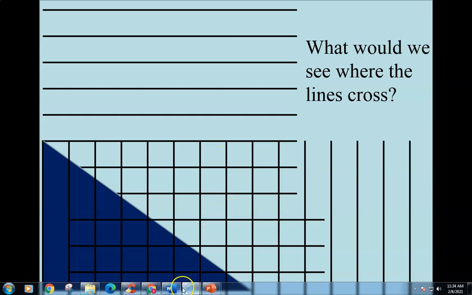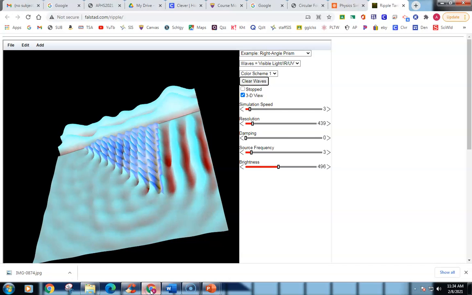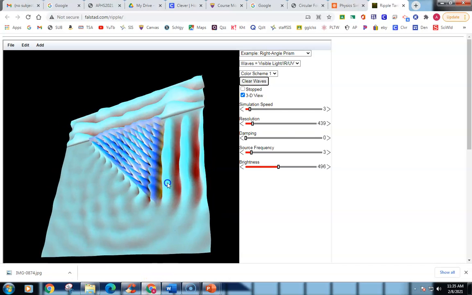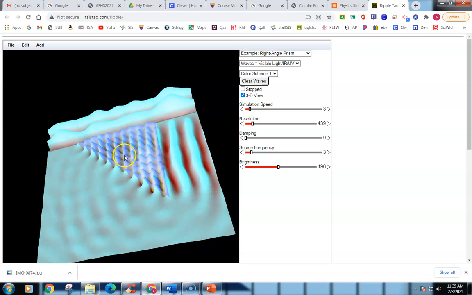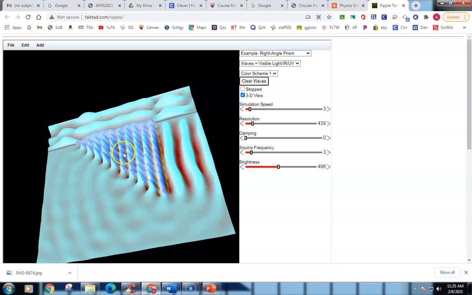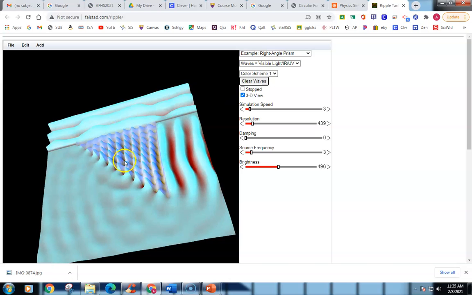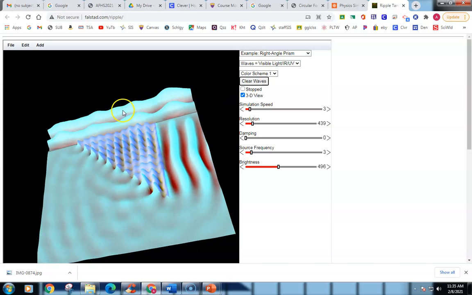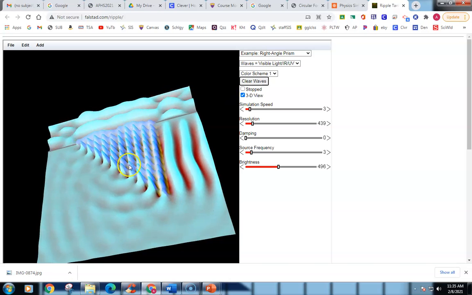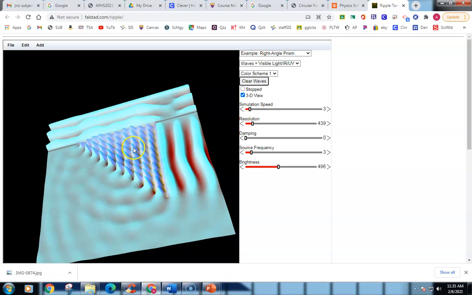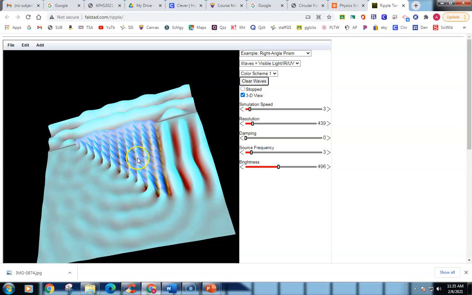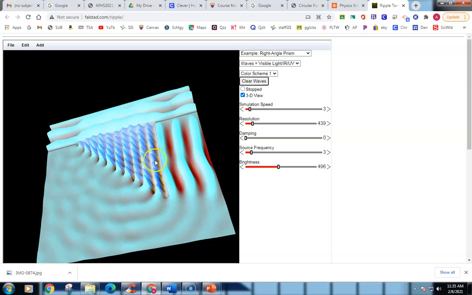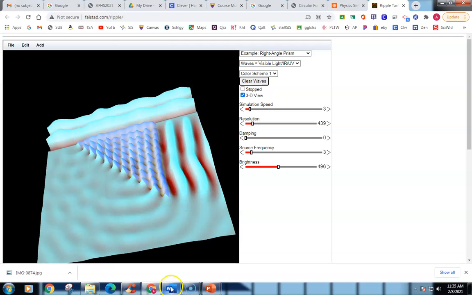Let me show you what that would look like in 3D. Here you've got the waves coming and they're entering into this medium. The key thing here is that they're reflecting off this boundary, and the waves are continuing to come down. So you're getting constructive interference of the waves. Anyway, that's that.